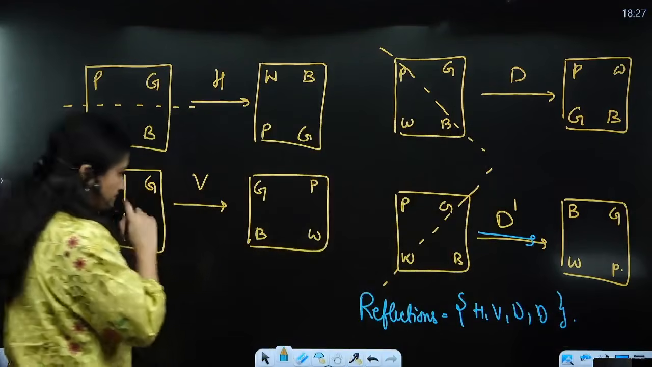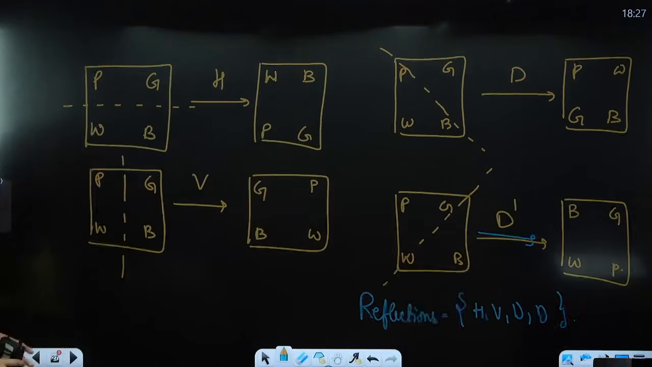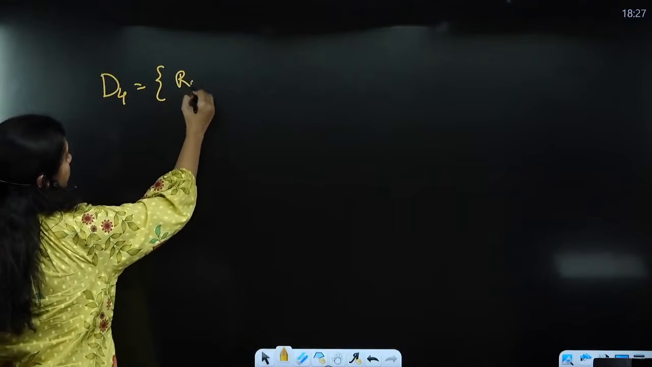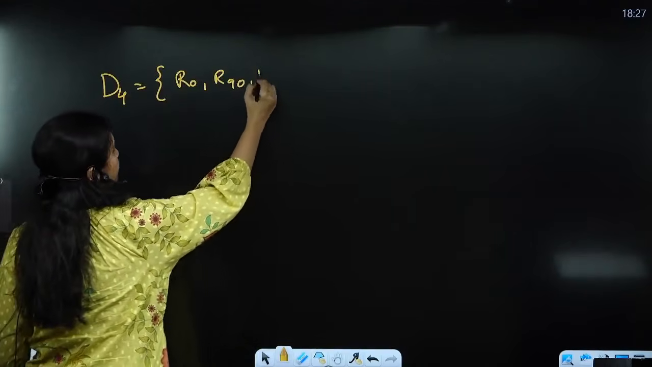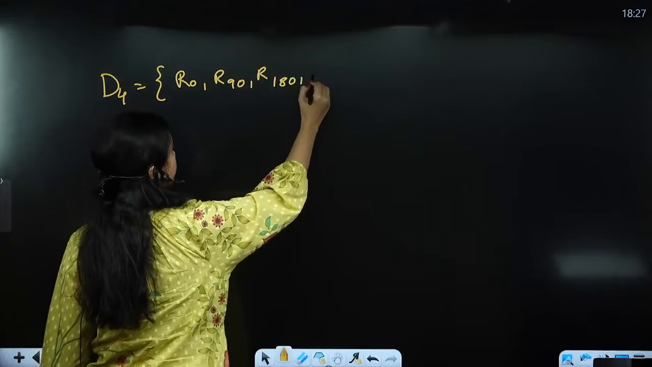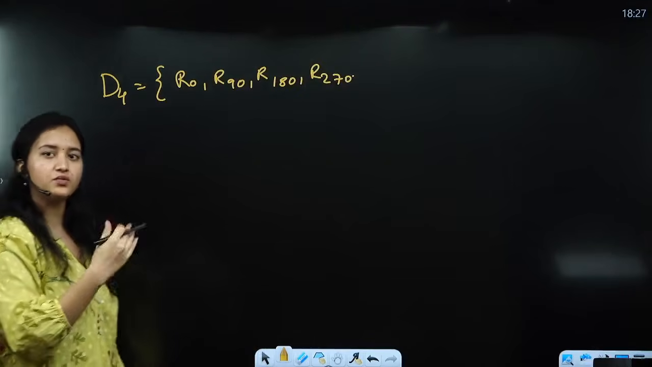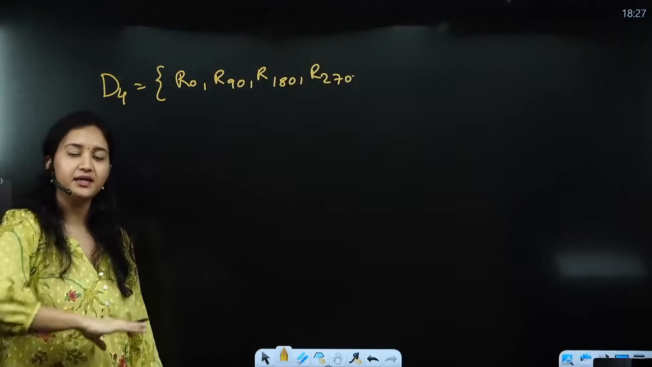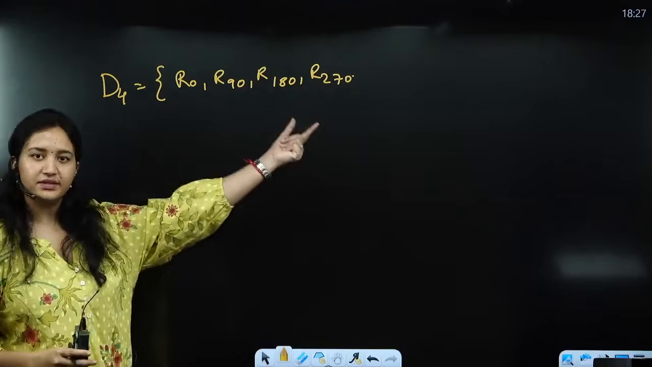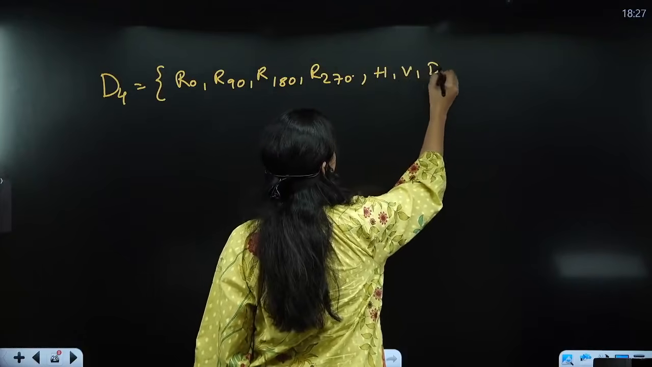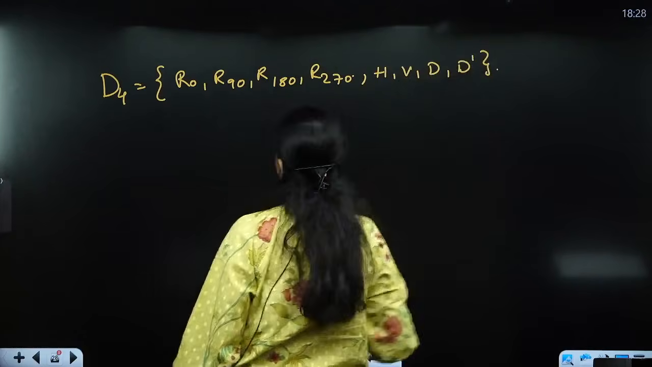Now what is the final composition for D4, or the final elements of D4? They are R0, R90, R180, R270, R360 is again R0, right? After that, whatever the multiples of 90 are going to be there, they are going to be similar to these rotations. And then you have H, V, D and D dash, right?